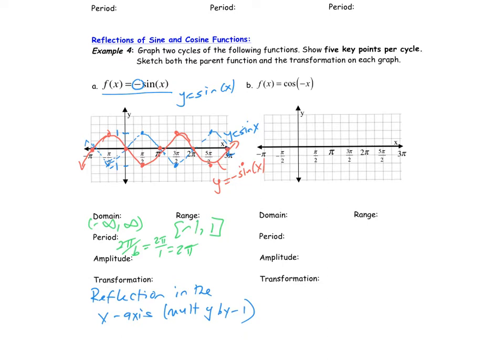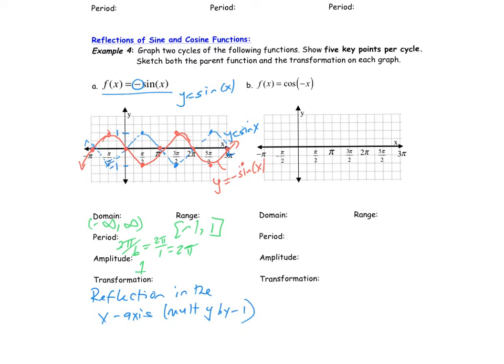The amplitude, remember, is the distance from the midline to the maximum, or the midline to the minimum. Looking at the red function, that is 1 unit. So the amplitude is 1. That has not been changed by the reflection. That completes the transformation we already did.